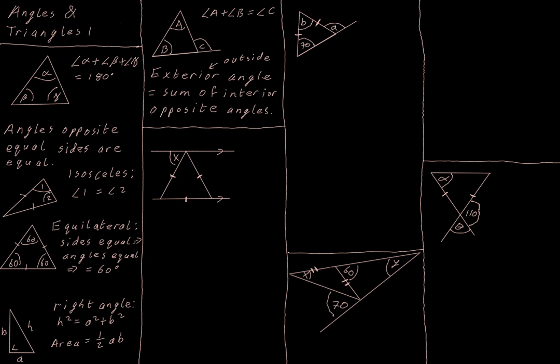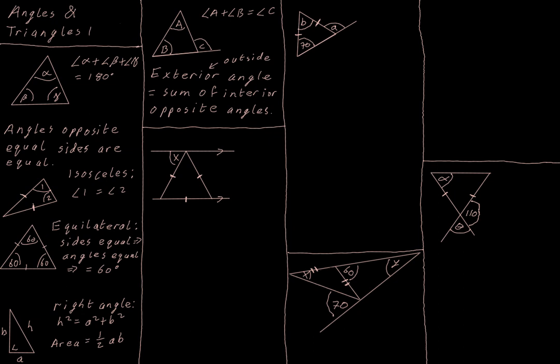Another rule that we have for angles in a triangle is for isosceles triangles. The angles opposite equal sides are equal. So our lines here mean that these two sides are of equal length, and the angles opposite those equal sides, angle 1 and angle 2 as I've labeled them, must be equal to each other. That's true again for any isosceles triangle. The angles opposite the equal sides must be equal to each other.